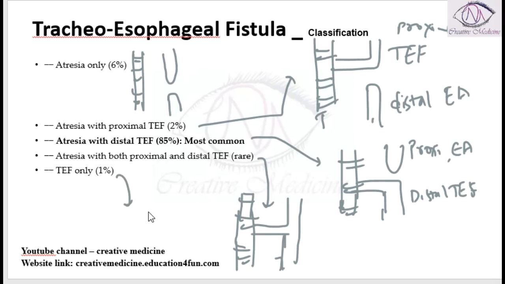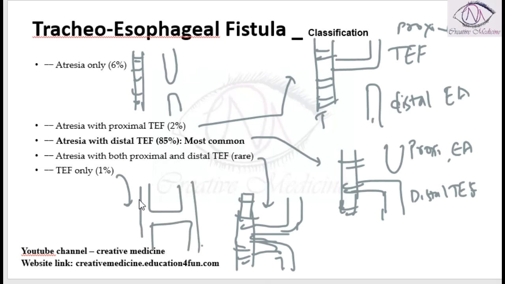Then type 5, there is only tracheoesophageal fistula seen. Actually it is like this, there is a proximal tracheoesophageal fistula and there is also a distal tracheoesophageal fistula seen. Something like this. So there is a proximal tracheoesophageal fistula and a distal tracheoesophageal fistula also seen in this one. Here there is only tracheoesophageal fistula, which is H type. This is the trachea. So these are the classification of tracheoesophageal fistula.